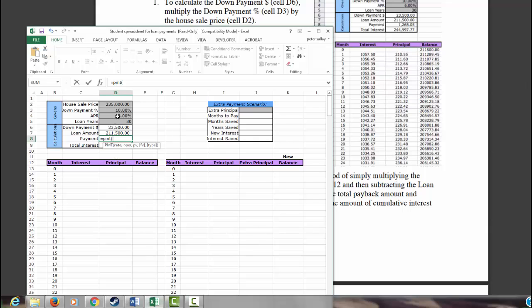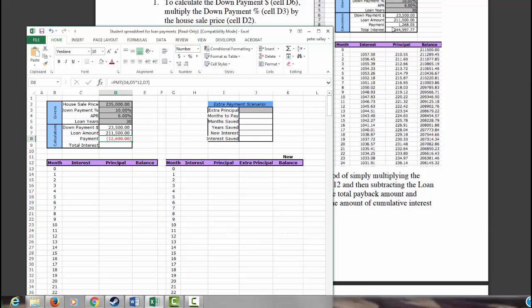Okay, so our rate is the 6%. The number of payment periods is going to be, let's see, we can kind of click on that. Let's see, number of payment periods would be the 30 years times 12 payments in a year. Present value is the loan amount. And let me hit enter there. Now we're going to get an error on that. Kind of talk about what that means.